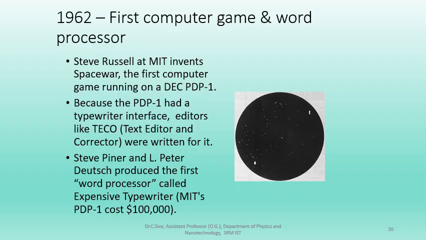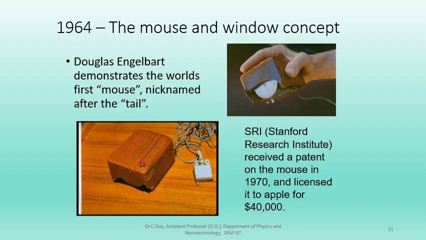Now in 1962, the first computer game and word processor appeared. Steve Russell at MIT invented Spacewar, the first computer game, running on a DEC PDP-1 device. It looks like a black box, but it is a device where all the small devices are integrated. This is the processor.